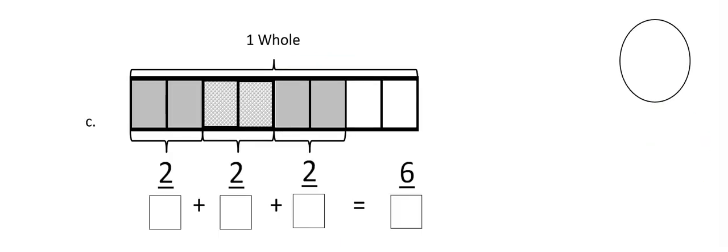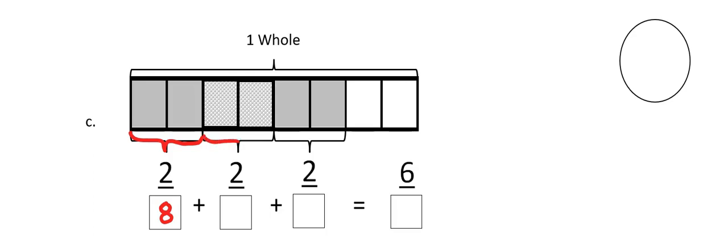My next problem, I have a new whole. This time my whole is made up of 8 sections, and we've paired up some of the shaded sections. So if I look at the first 2 sections that are grouped here, I see that I have 2 sections that are shaded. That's why I have a 2 for my numerator. The whole is made up of 8 sections though, so my denominator is an 8. So these 2 sections are shaded out of the 8 that make up the whole.